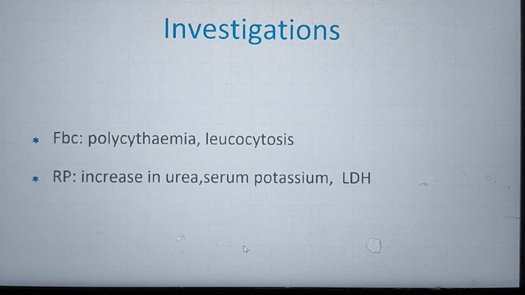Then after that, we'll proceed with investigation. We'll divide the investigation into blood investigation and also imaging. So for blood investigation, we should take FBC, in which we might see polycythemia in a dehydrated patient, and leukocytosis. From the RP, we can see an increase in urea, serum potassium, and also LDH, which might indicate that the patient is in a state of AKI.